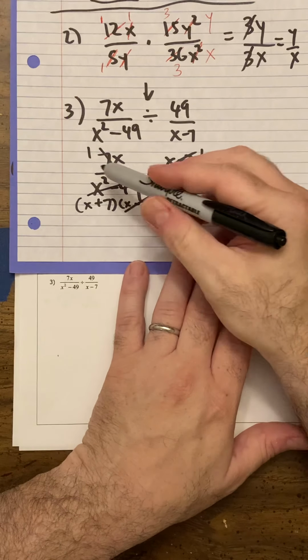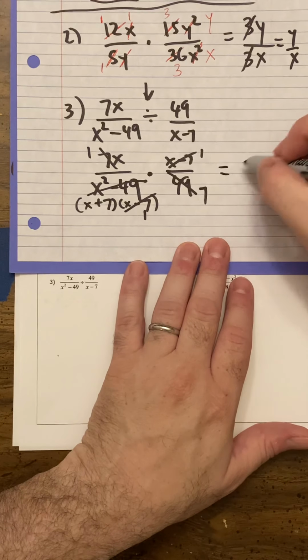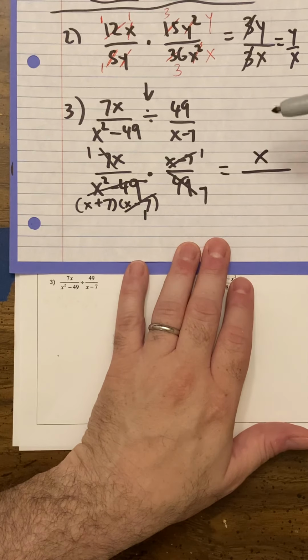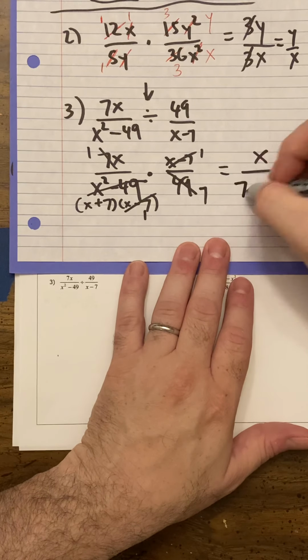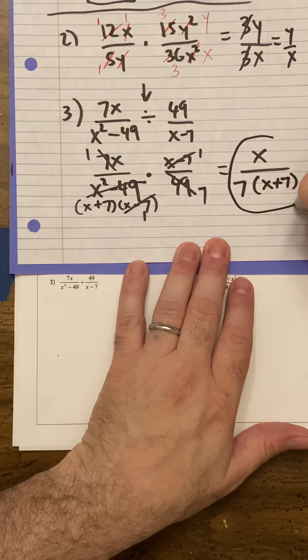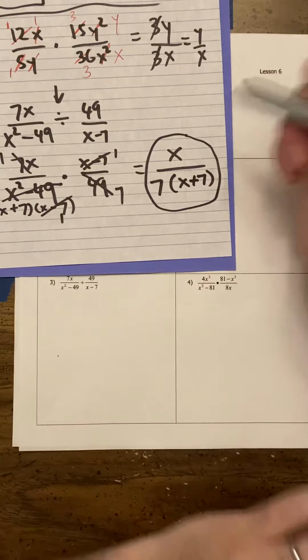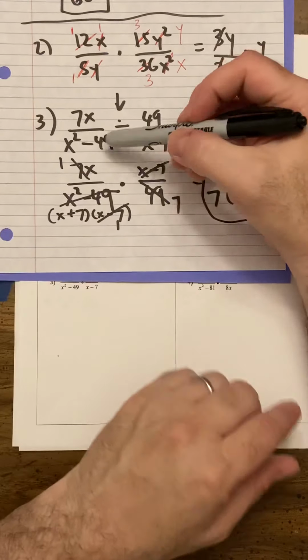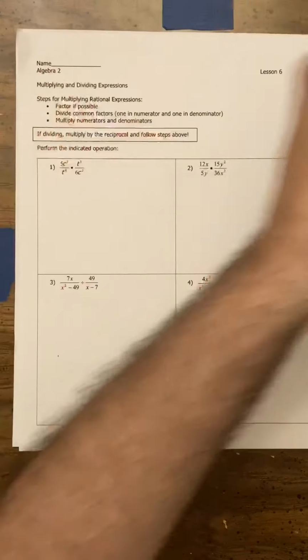What you have now is 1, and there's an x here, so 1 times x times 1 is 1x. And in the denominator, we have x plus 7 times 1 times 7, so that's 7 times x plus 7, and that's how we do division, and that's how we do a problem that has binomials or things that need to be factored. We'll take a look at another example right here.